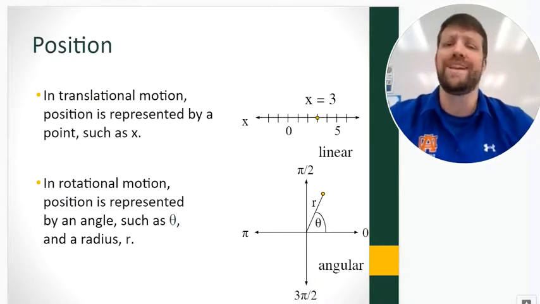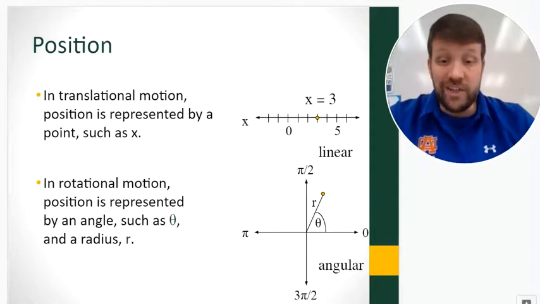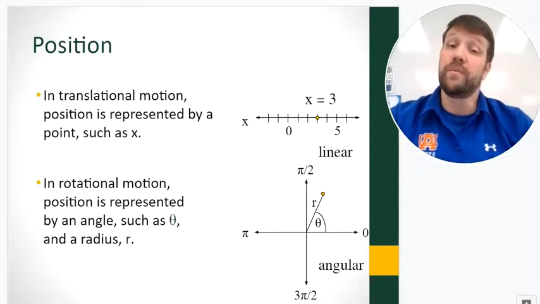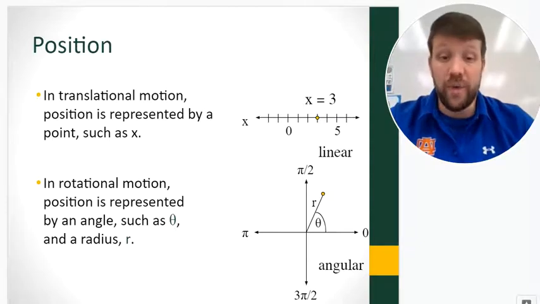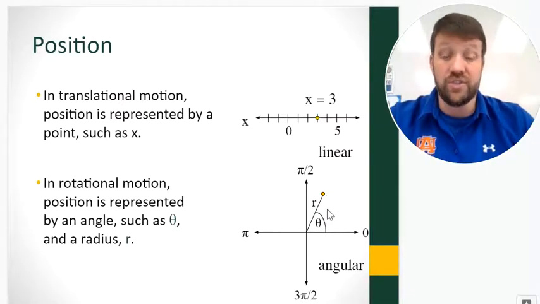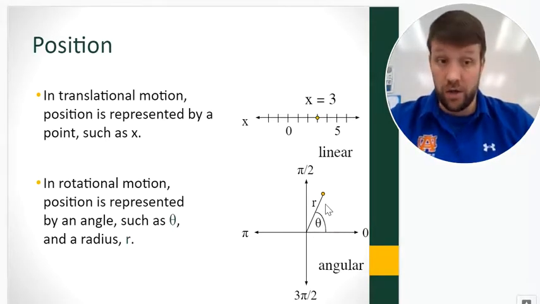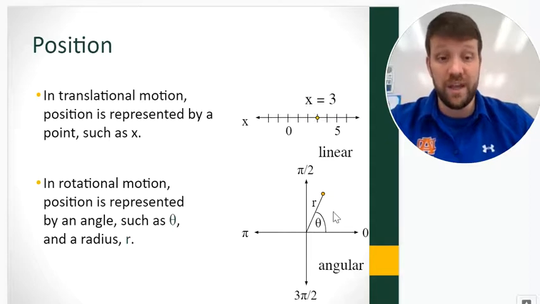So the first thing we want to talk about is position. In the past, we've talked about position represented by x. Right here, our position is x equals 3. Well, in rotation, we're going to talk about position measured from how far of a change in the angle we have. So here, this object, instead of saying on this line x equals 3, we're going to say this object is located at this little yellow dot right here. Instead of describing where it is as far as just x equals whatever, now we're going to say it's at angle theta and radius r. So we're just going from x to theta and r. And that's really the only difference here, okay?